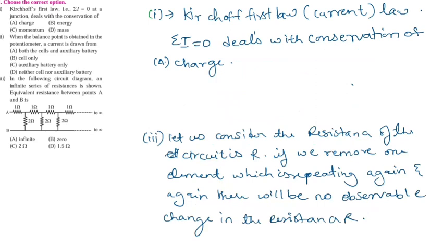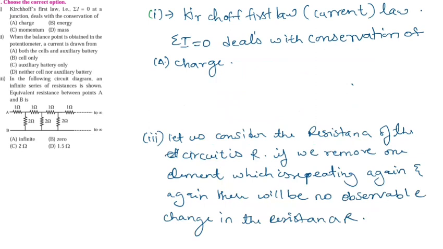So first is Kirchhoff's first law, that is, the summation of all the current is equal to 0 at the junction, which deals with the conservation of, we know it, that is charge. Third question is, in which of the circuit diagrams is an infinite series of resistance shown? Equivalent resistance between points A and B is to be found. We will be solving the second question later on.